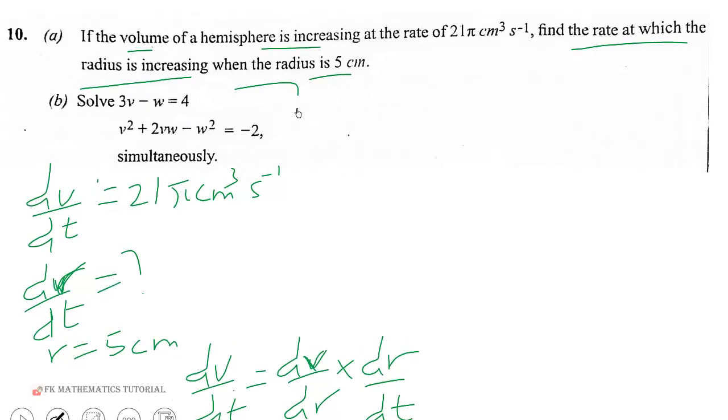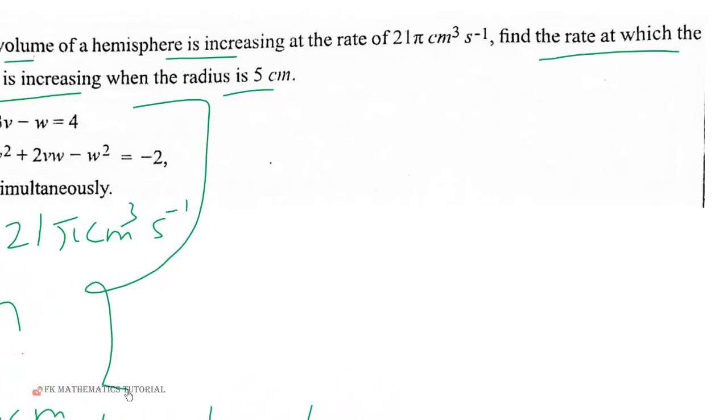So how do we get the dV? We know the dV/dt already, which is this, so we put it there. 21π cm³. So that will be equal to dV/dr. So we can get a dV/dr.